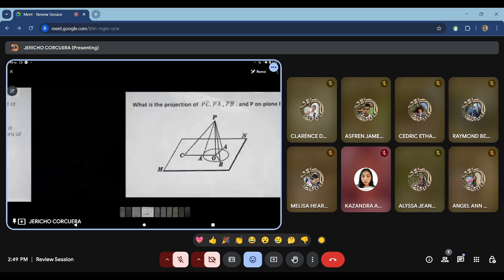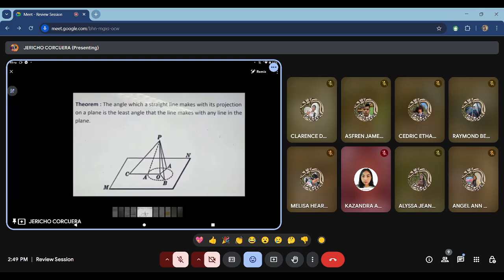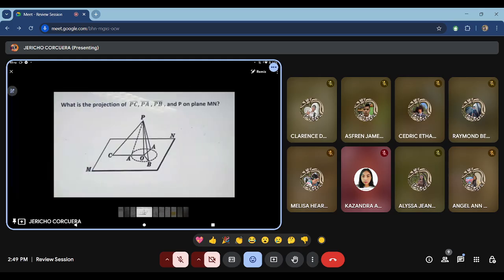And then next, we have here the projection of PC, PA, and PB.